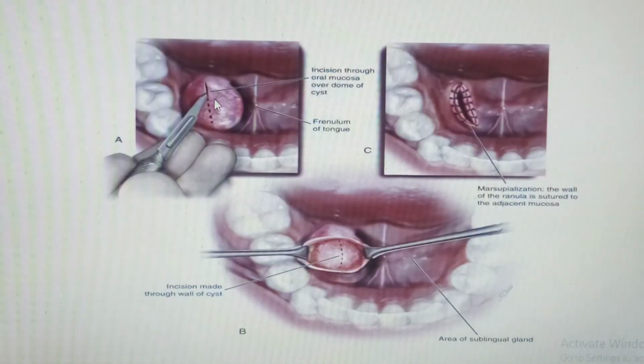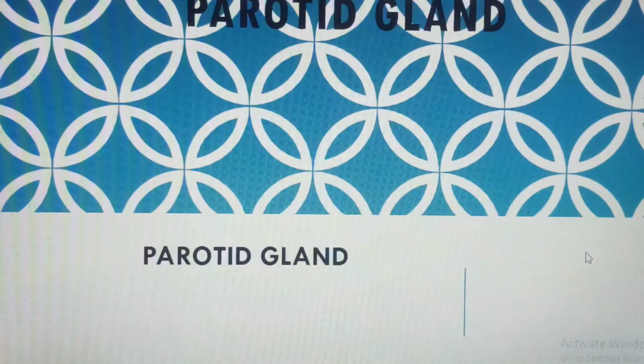So by way of surgical intervention, if it is impinging on swallowing, then we have to make an incision through the mucosa over here, and then you reflect it and make a slit within it. This is what we call marsupialization. Marsupialization is very important, so that you suture it to the adjacent mucosa, so that it is open and every secretion can drain out. So that is marsupialization, the appropriate surgical intervention in situations where we have a ranula.